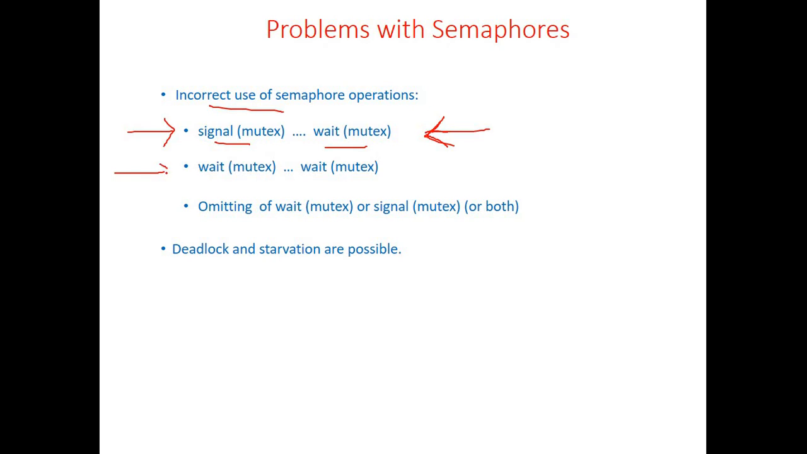The next problem with the incorrect use of the semaphore is when we miss the signal function. So instead of the signal function, here we are calling the wait function itself. That is, calling the wait function after the wait function. This makes one process enter into a deadlock state. Omitting either the wait function call or the signal function call makes the system enter into a deadlock, and starvation is possible. These are the problems with incorrect use of the semaphore operations.